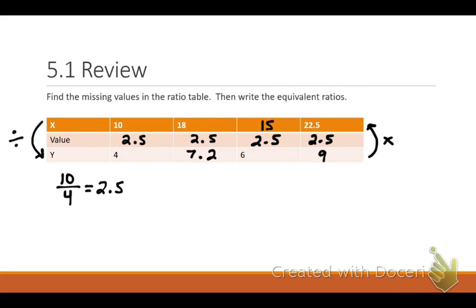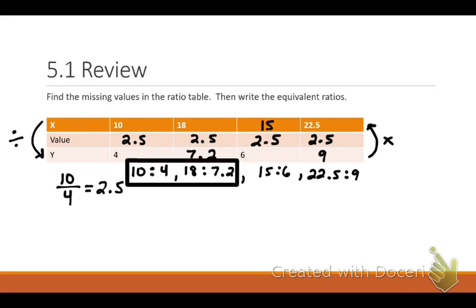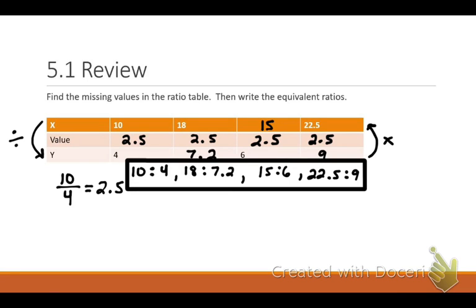Now remember, the last thing it asked us to do is to write the equivalent ratios. So the very first one over here is going to be 10 to 4. Sarah, what's the next one? 18 to 7.2. Olivia, what's the next one? 15 to 6. And Elena, what's the final one? Very good. 22.5 to 9. And then go ahead and box it in. And those are our equivalent ratios.